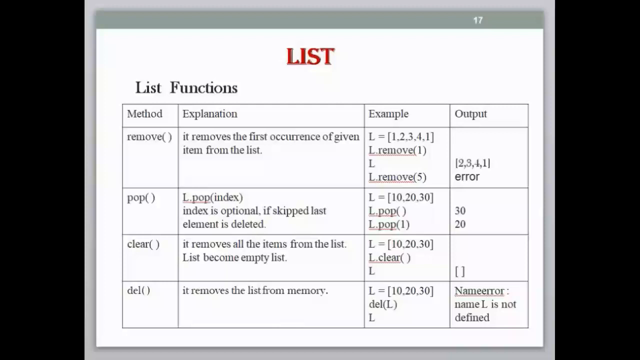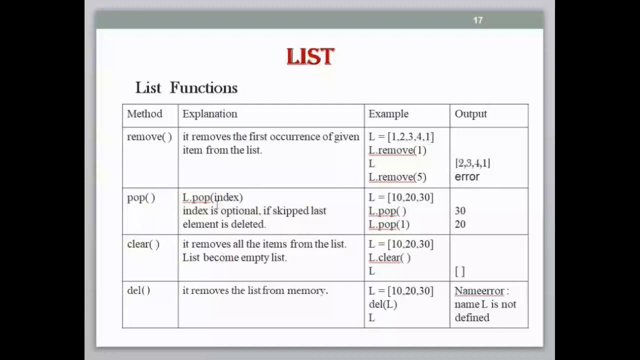Remove. It removes the first occurrence of given item from the list. If L is 1, 2, 3, 4, 1 and if you want to remove L dot remove 1. Now what will happen? If you want to print L after this, it will remove the first occurrence. So first occurrence is this. Now the list items will remain 2, 3, 4, 1. Now if you want to remove L dot remove 5, it will give you an error. Why? Because 5 is not present in the list.